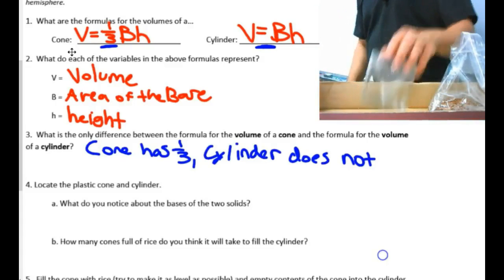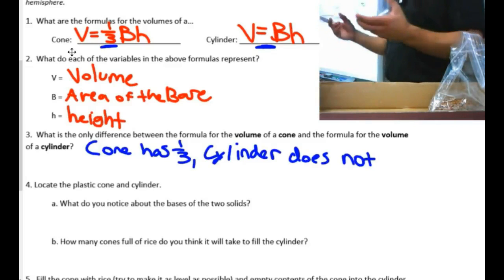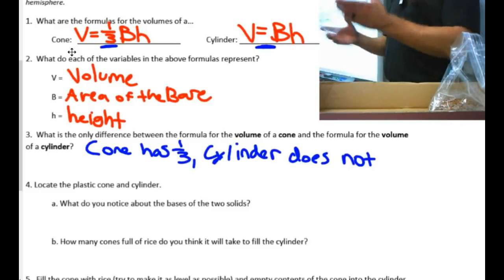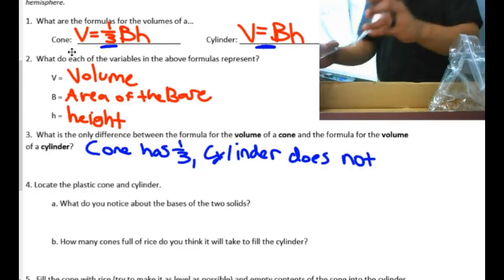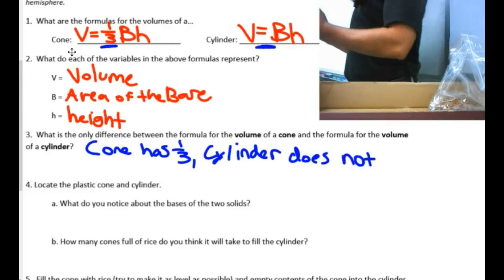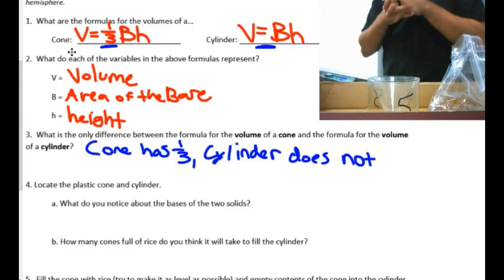So we have, like it says on number 4, locate the plastic cone and cylinder. I have located it. They're in my hand. Yeah? Located. What they look like. Okay? So these are the ones we used on the 3D Nets assignment, so they're not too new. It says, what do you notice about the bases of the two solids?